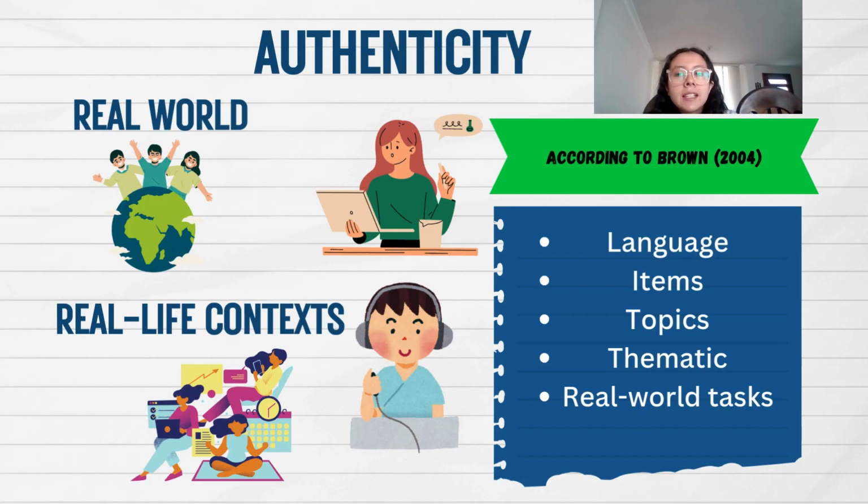Authenticity relies on the idea that the test is focused on the real world and that it can be applied in real life contexts. According to Brown 2004, the language in the test needs to be as natural as possible. The items need to have a context. The topics have to be meaningful for students. There should be a thematic, maybe a story, and the test can represent some real world task.